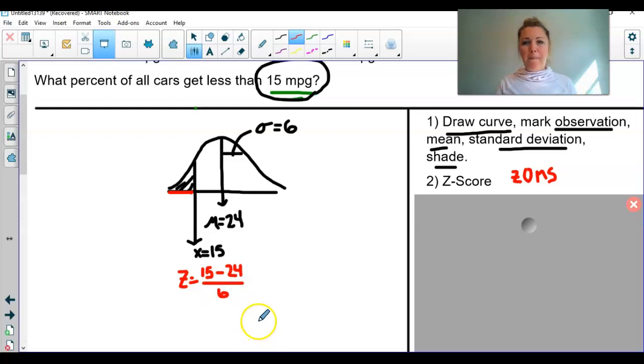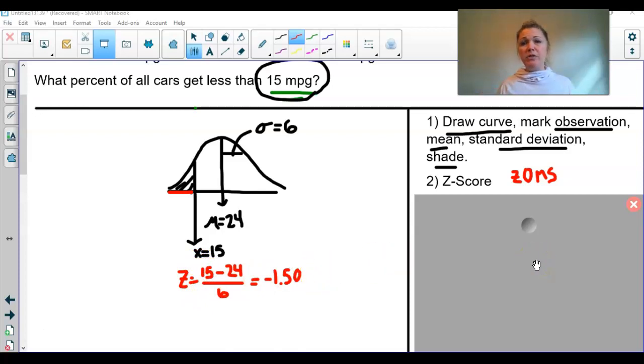I want you to go ahead and pause the video right now, and I want you to calculate that on your own. I will do the same. Okay, I got negative 1.50. Did you? Now, if you didn't, if you got something really big, you didn't type it in your calculator correctly. So make sure you're typing it in your calculator correctly.